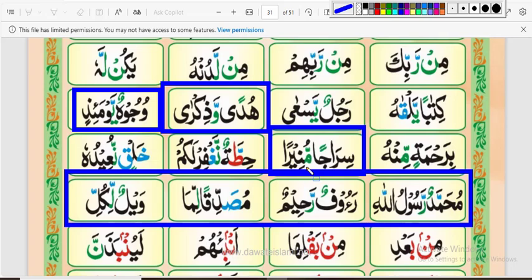This one is Sirajam Muniran. So these three words which I just highlighted, these words they have after tanween the meme and wow and ya. So these are the letters in which there is gunna.